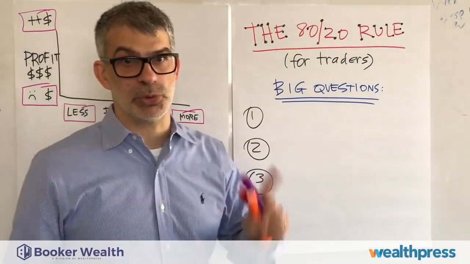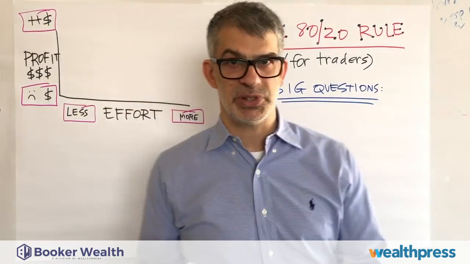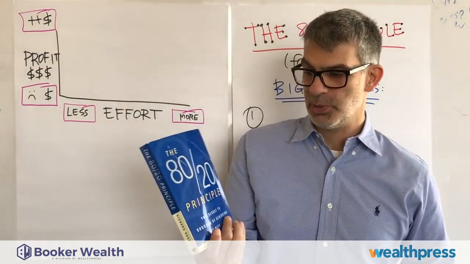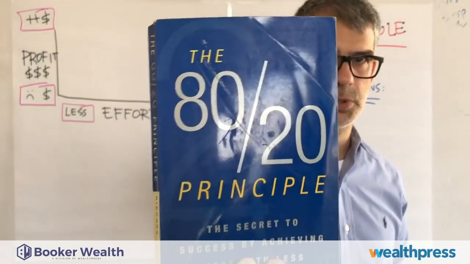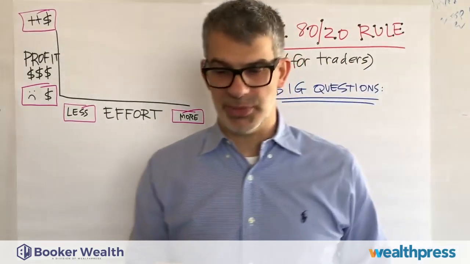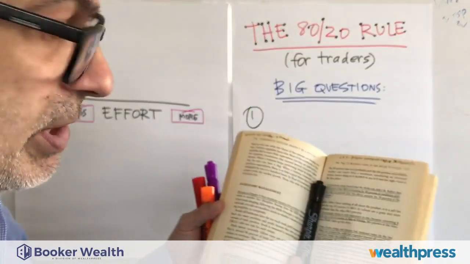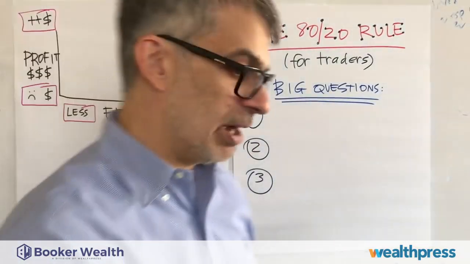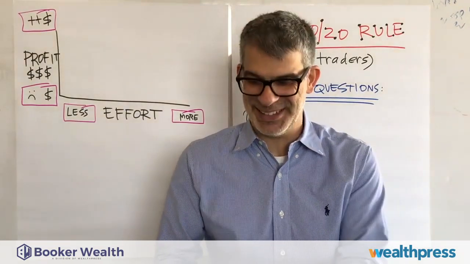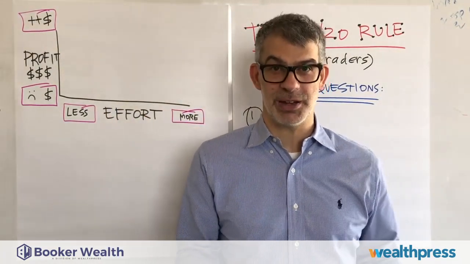Now, the 80-20 rule comes from what is commonly referred to as the Pareto principle, but was made famous by this book by Richard Koch, the 80-20 principle. This book was written years and years ago, and you can see all the pages are yellowed, and I underlined so many pages in this book that you can't distinguish the underlined parts from the non-underlined parts.